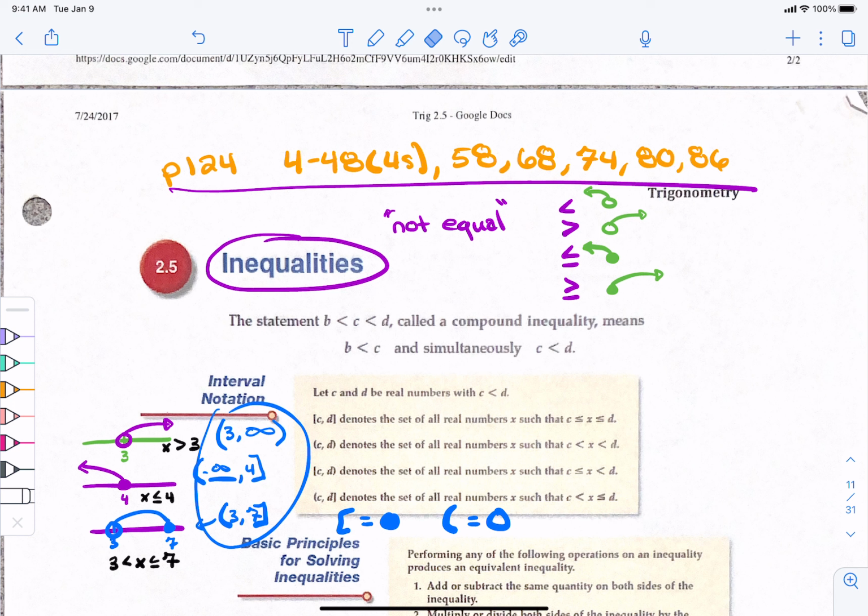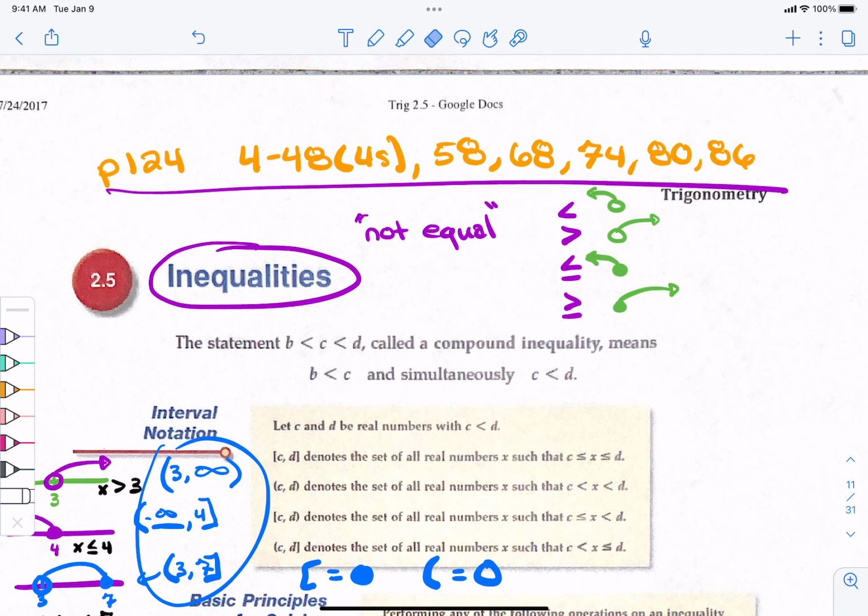2.5 is inequalities, meaning not equal, meaning greater than, less than, greater than or equal to, less than or equal to. These are the symbols that will be used, and you will put them on a number line and shade and find those values. I think this list is already over there on the board. I see people writing this down, so hold on.